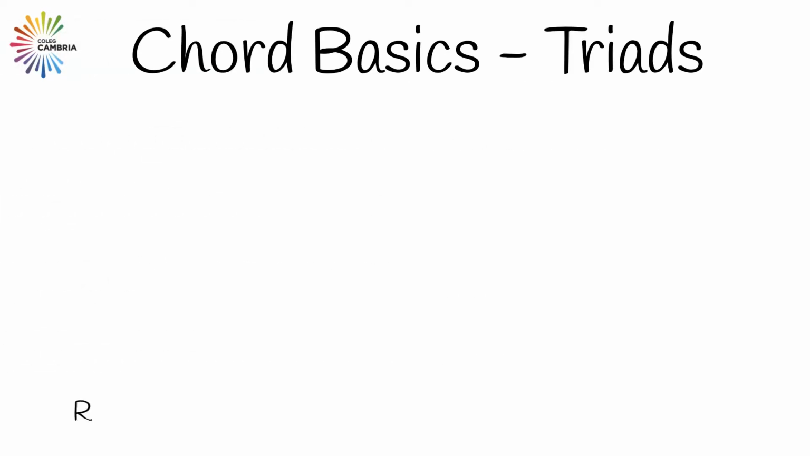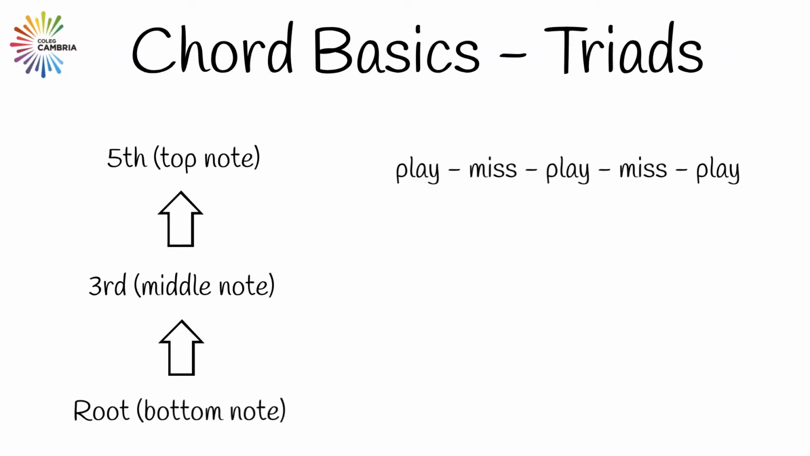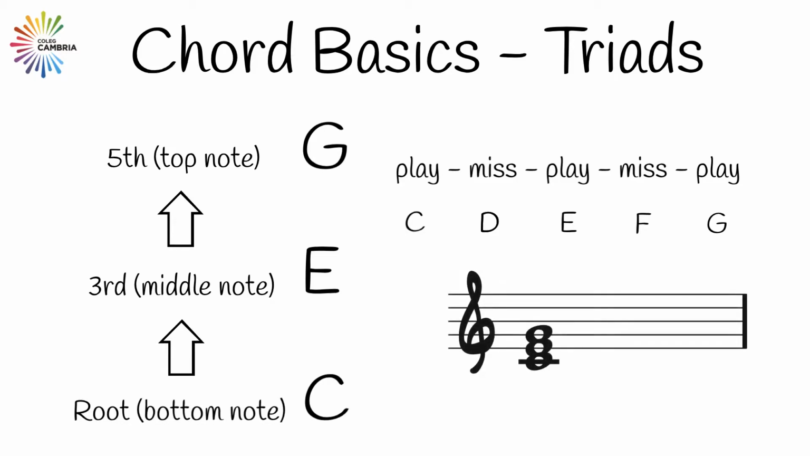A triad is a chord with 3 notes. In a triad you have the bottom note, the third, which is the middle note, and the fifth, which is the top note. And that fits into a pattern of play, miss, play, miss, play. So we start by playing C, we miss out D, we play E, miss out F, play G. So that gets us a chord where C is the root, E is the middle note, the third, G is the top note, the fifth, which is a C major chord. That C major chord is the simplest example that I could find.